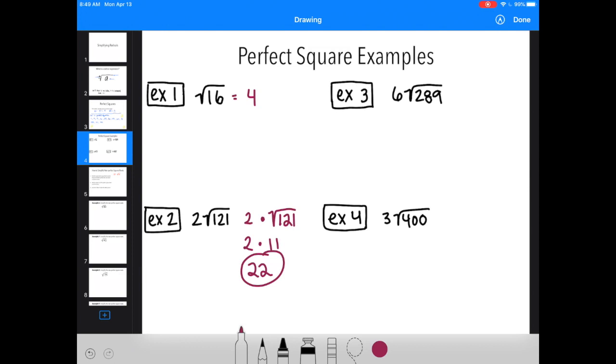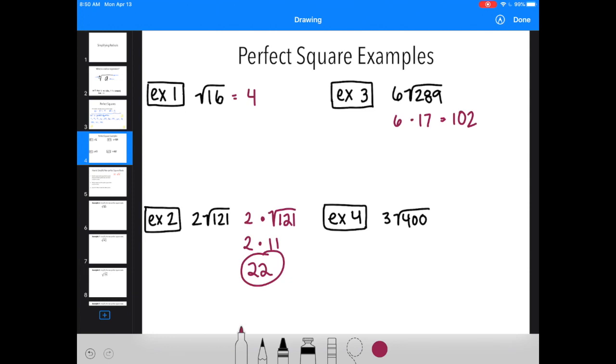Right? Let's look at example 3. I have 6 square root 289. What is the square root of 289? Well, that is 17. Now, I'm not expecting you to memorize all of these. That's why you have a calculator. Okay, so type in square root of 289, realize, okay, it's a whole number. So I'm going to write that whole number, which would be 17. So I have 6 times 17, which gives me a value of 102.